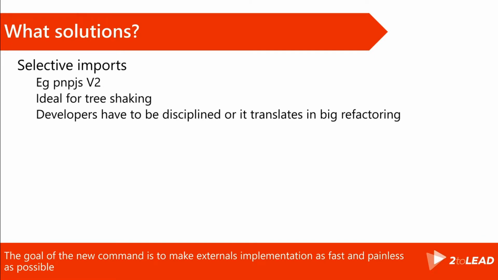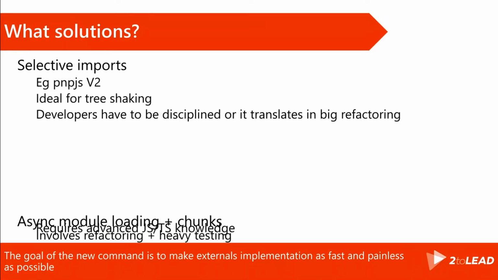Well, you have the one that Patrick just showed, the selective import, meaning that you'll be really careful at import time to import only what you need. This is probably the best solution if you're on a net new project and you don't need to refactor tons and tons of code. The problem with that is developers need to be super well disciplined, and they need to know about that and do it across the solution, or otherwise you need to do big refactoring of existing solutions.